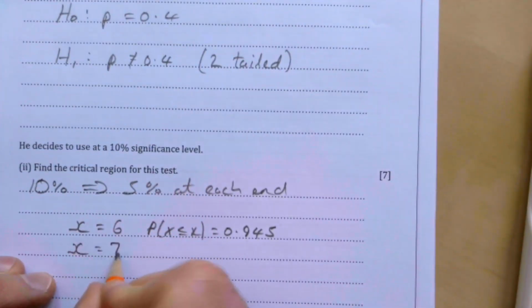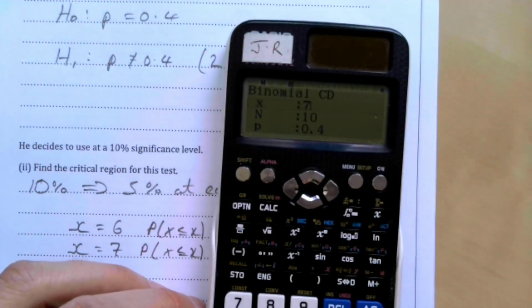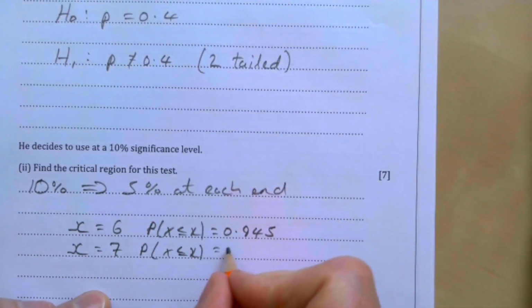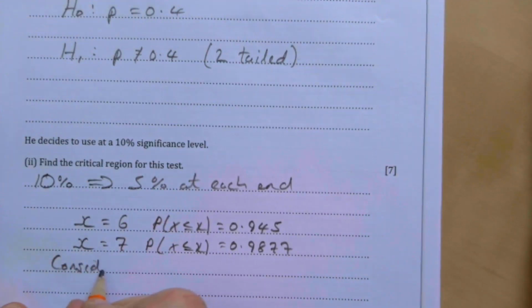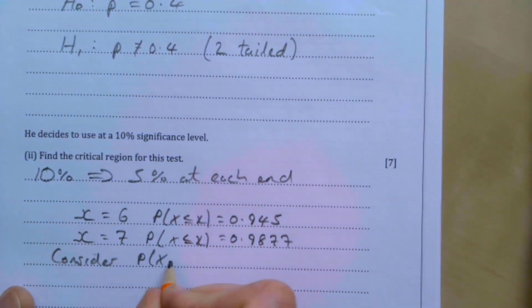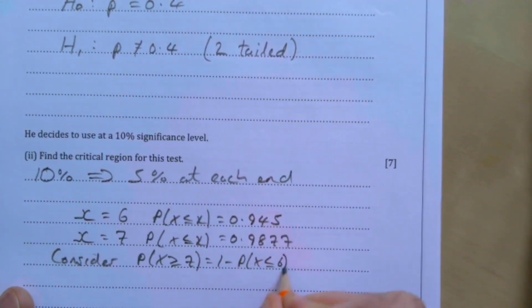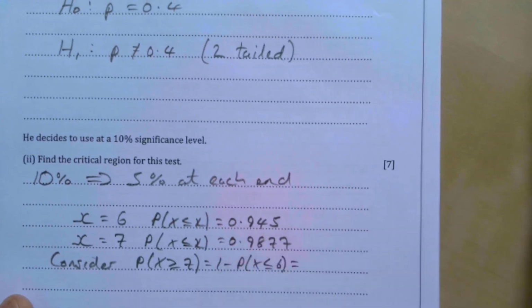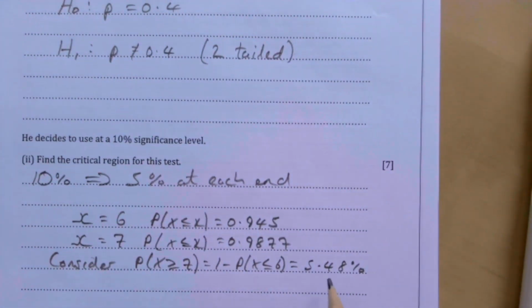Let's try 7. So change that to 7. 0.9877. Now remember, this is not quite how it looks. So that's x equal to 6. So everything up to and including 6 gives me 0.945, and then 7 is in there. So if we're looking for the probability of x greater than or equal to 7, that's equal to 1 minus the probability of x less than or equal to 6, and that gives us 1 minus this, which is 5.48%. So at 7 it's 5.48%, so it's not quite there.